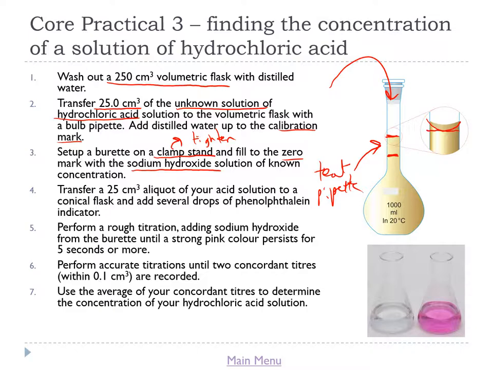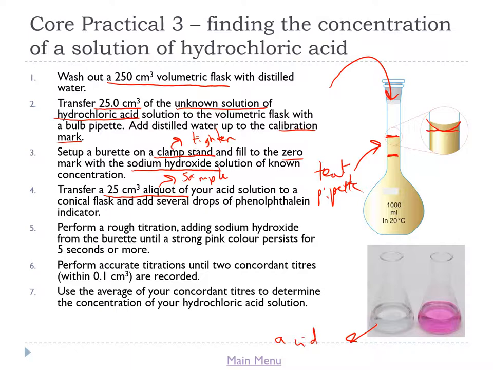We're then going to transfer a 25 cm³ aliquot, that really just kind of means sample, of our acid to a conical flask and add several drops of phenolphthalein indicator. And it will start off looking like this, okay? It should be completely colourless at this point.